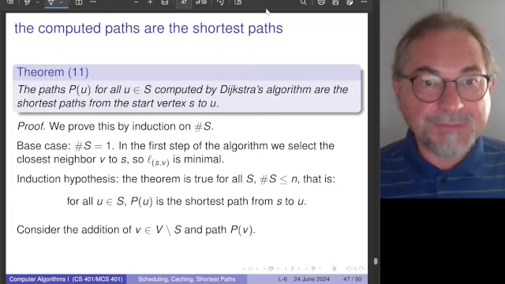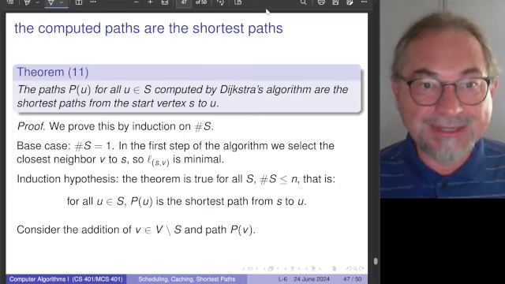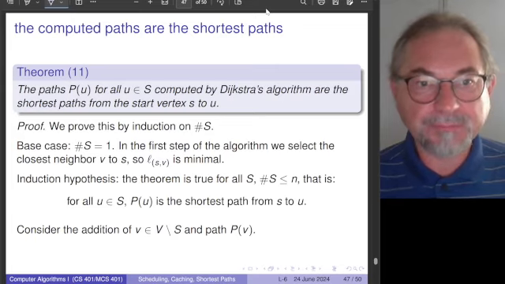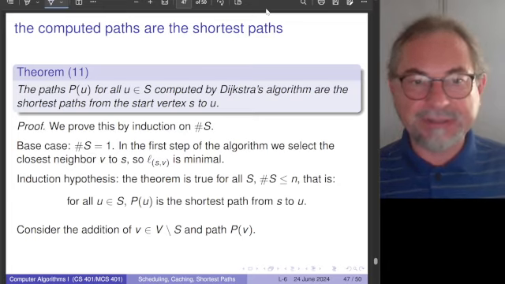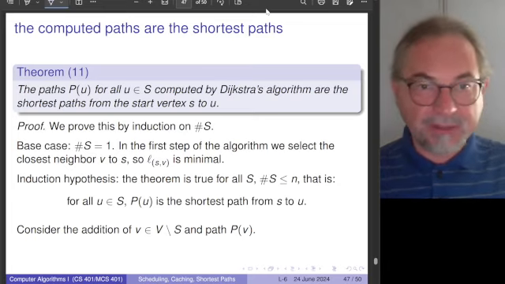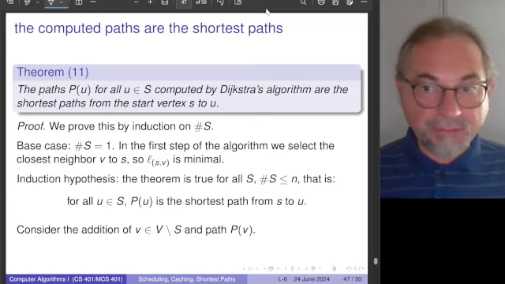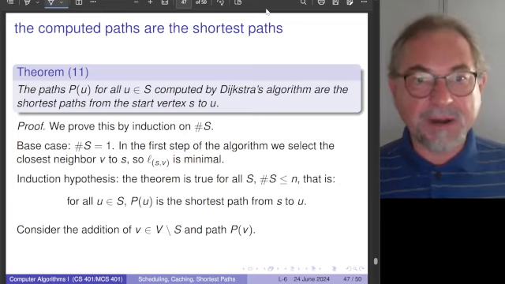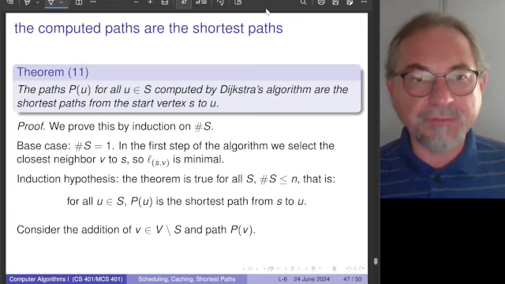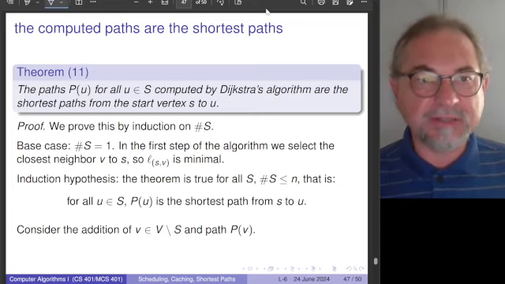Okay, so now we have to prove that the greedy algorithm, so Dijkstra's algorithm, is actually optimal, and it proceeds by incrementing that set S. So we will actually prove this theorem by induction on the number of elements in the selected vertices.